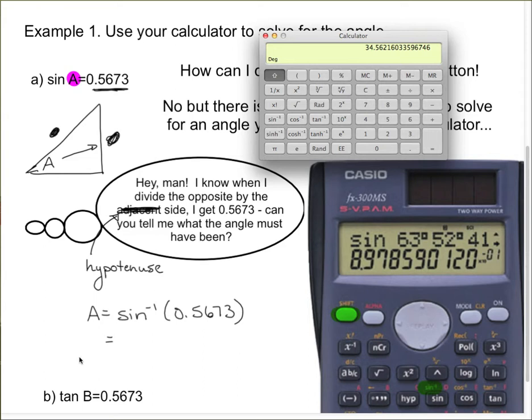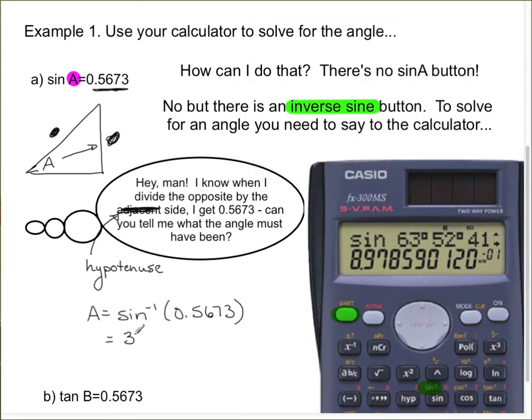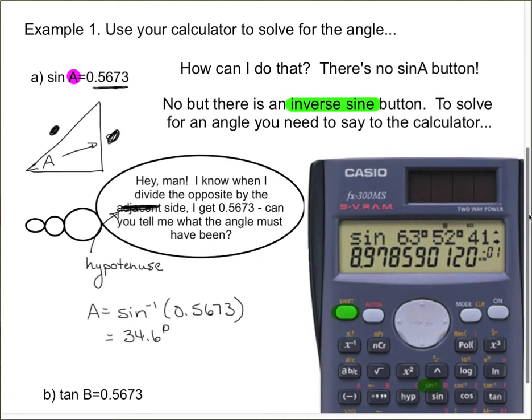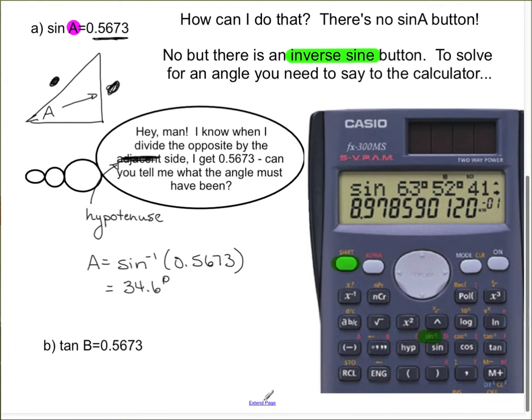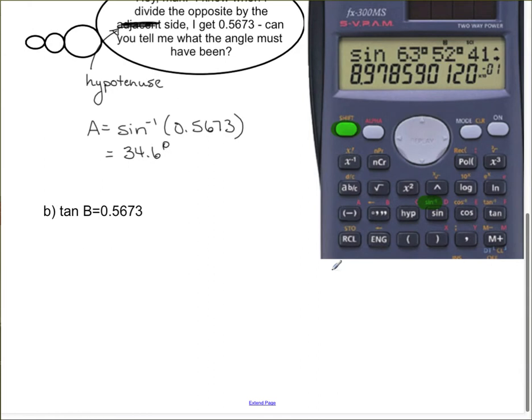So that tells me that it's 34.6 approximately. So 34.6, and we measure angles in degrees. Now down here we've got tan. Now tan is opposite over adjacent.